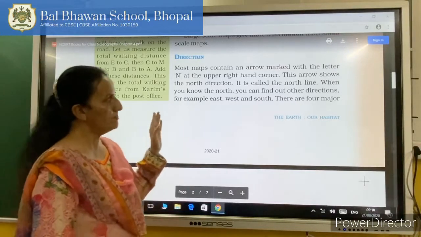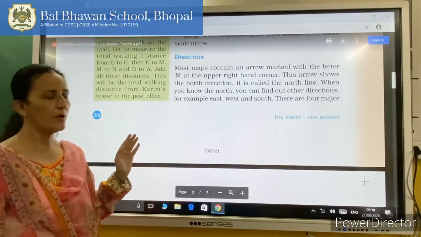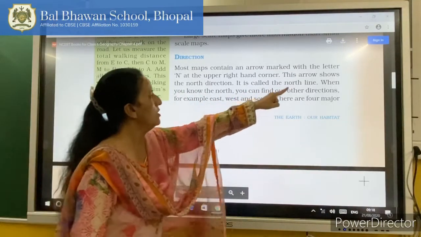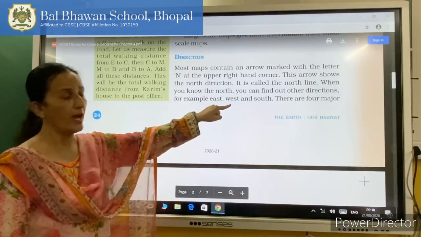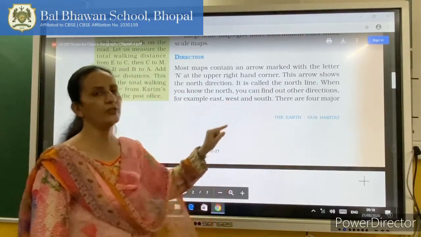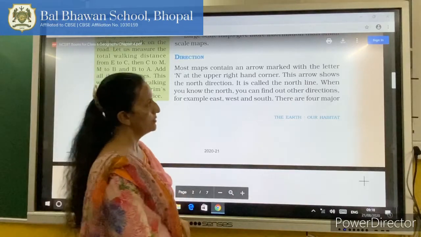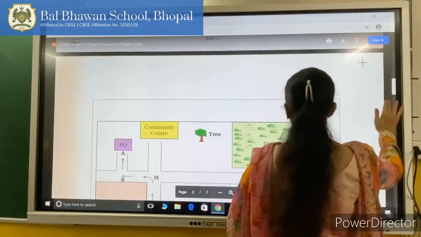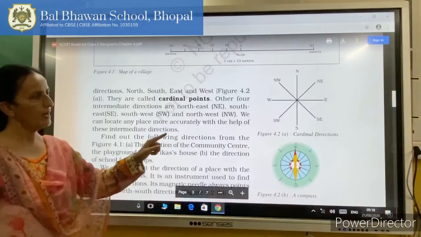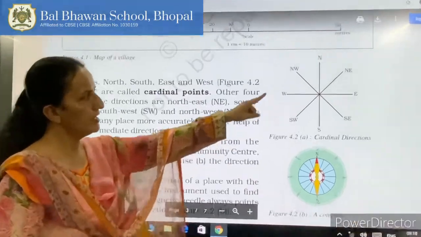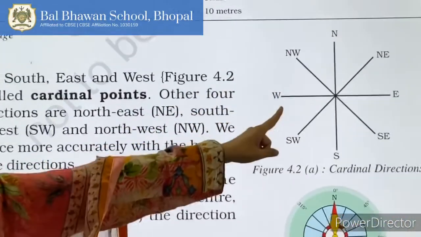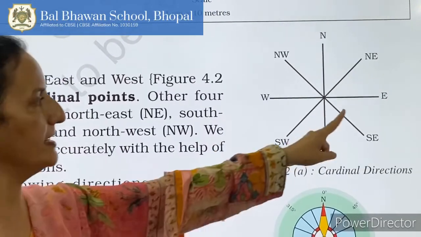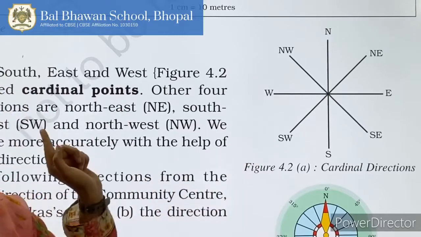Another most important component of a map is direction. Children, you all must have seen that on a map on the right hand side corner an arrow is there. This arrow shows the north direction and it is also called the north line. So if we know the north direction, it becomes easier for us to find out other directions. As you can see here in the picture, north is there. So if one direction is there, then we can easily find out other three directions like east, south and west.